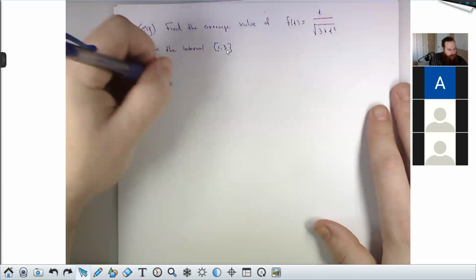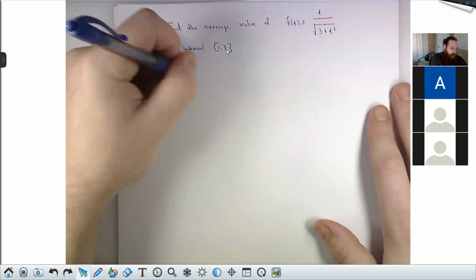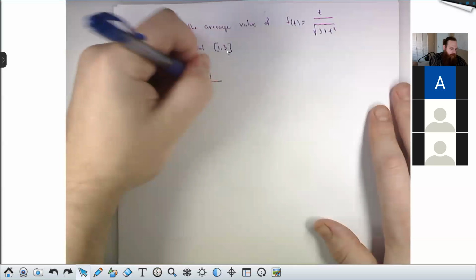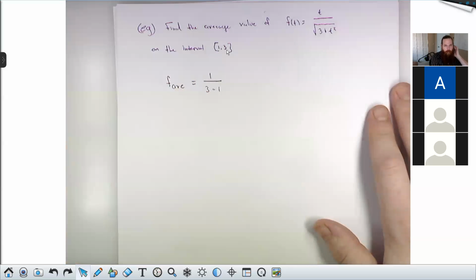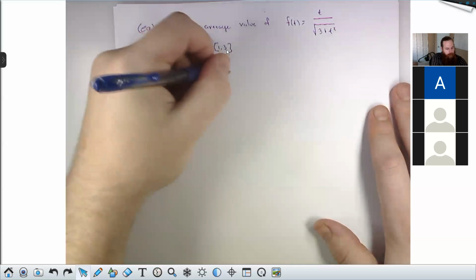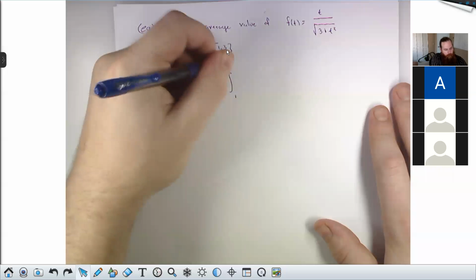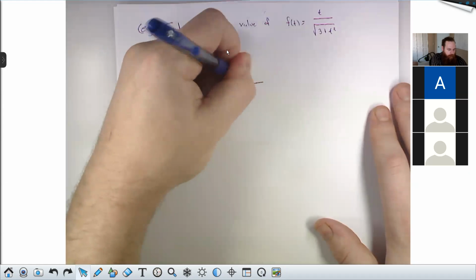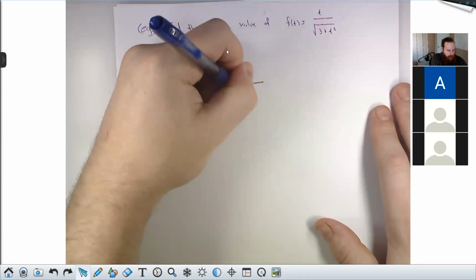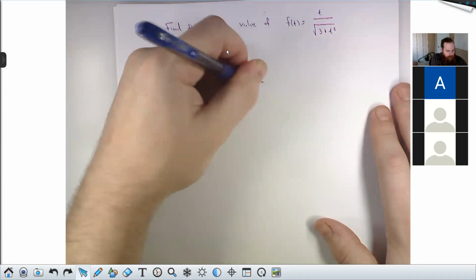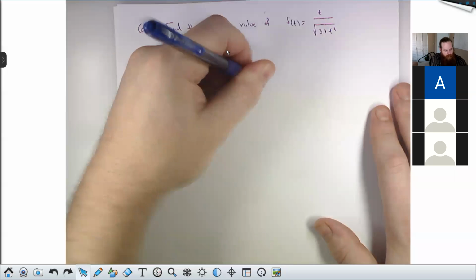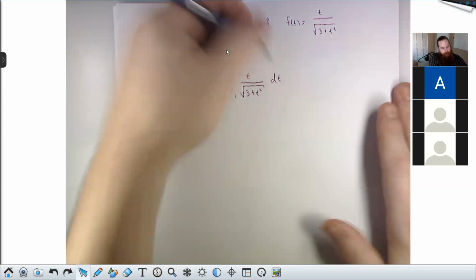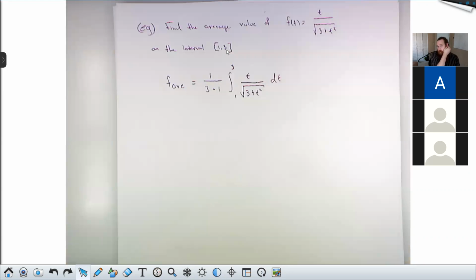So f_av is 1 over 3 minus 1, 1 over the length of the interval, times the integral from 1 to 3 of f of t, which is t over the square root of 3 plus t squared dt. So the front is just 1/2. I'm not worried about that constant, but how do I do that integral?